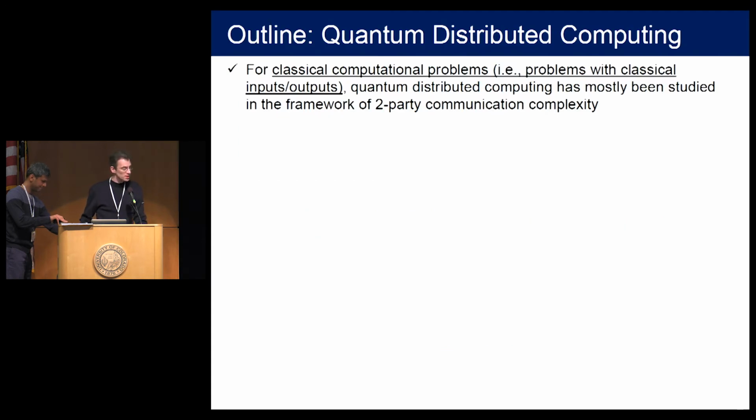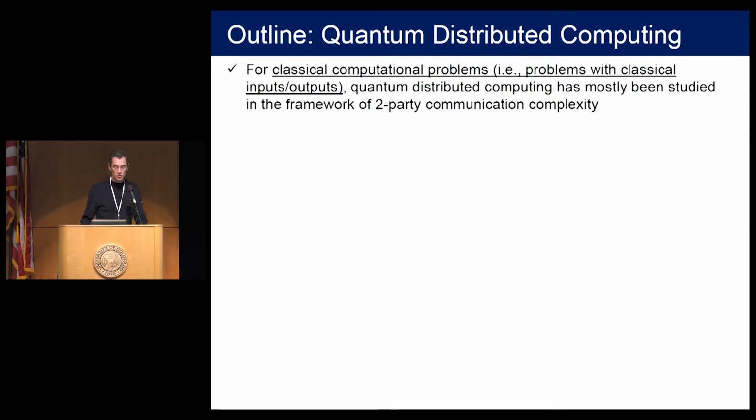So quantum distributed computing may refer to many things. It may refer to protocols to transmit quantum information through a quantum network. But here we will consider quantum distributed computing as a study of quantum protocols for solving classical computational problems. So problems with classical input and classical output.